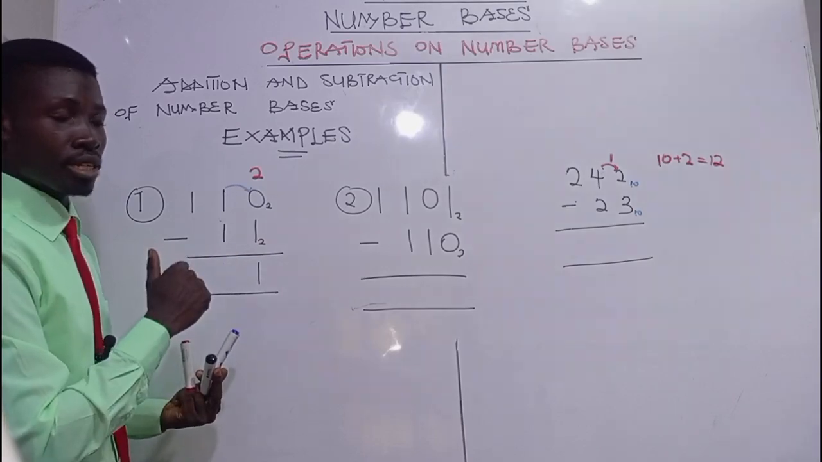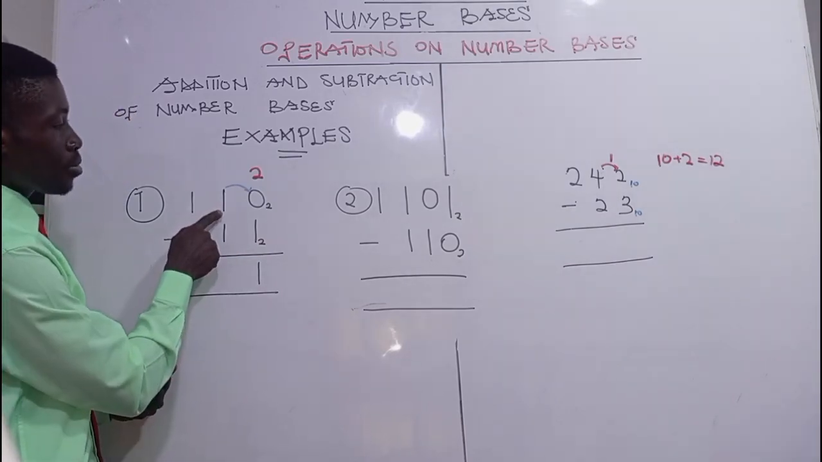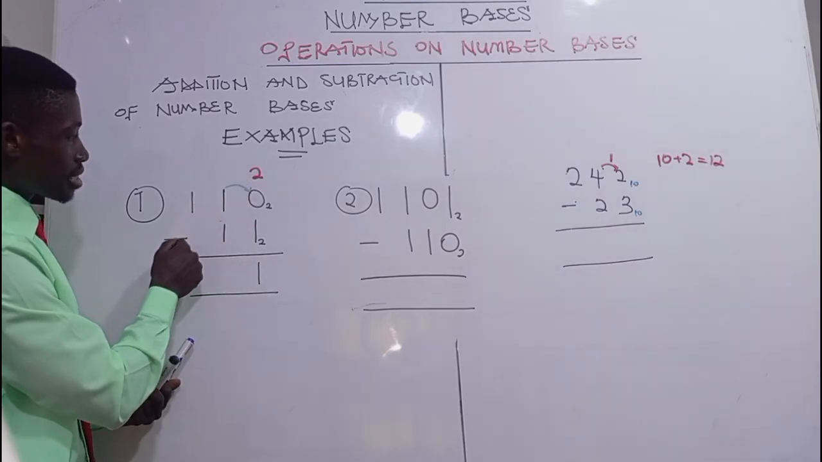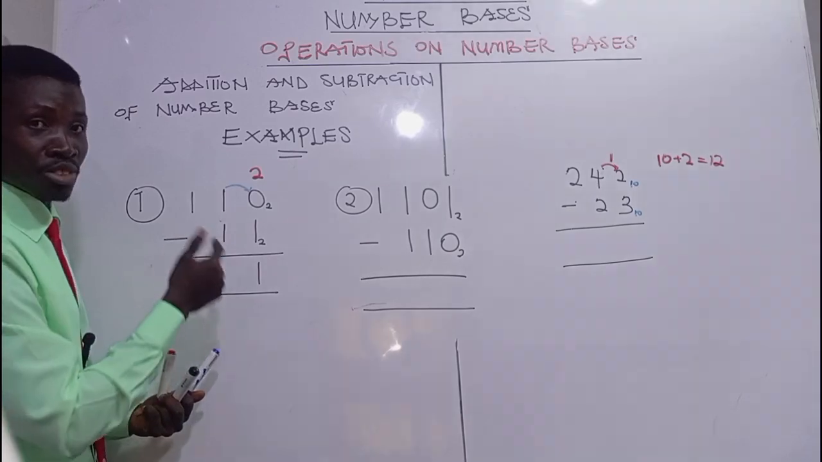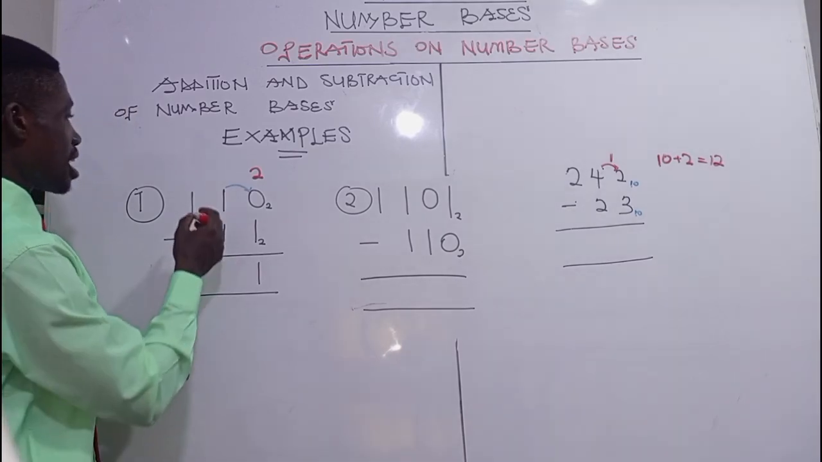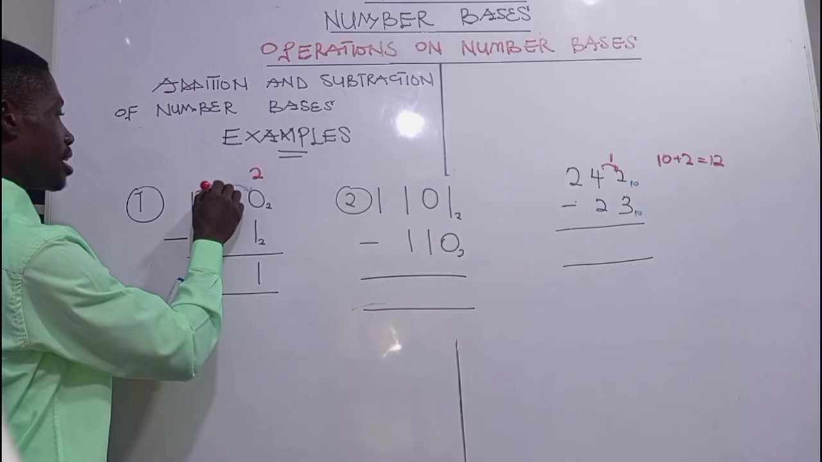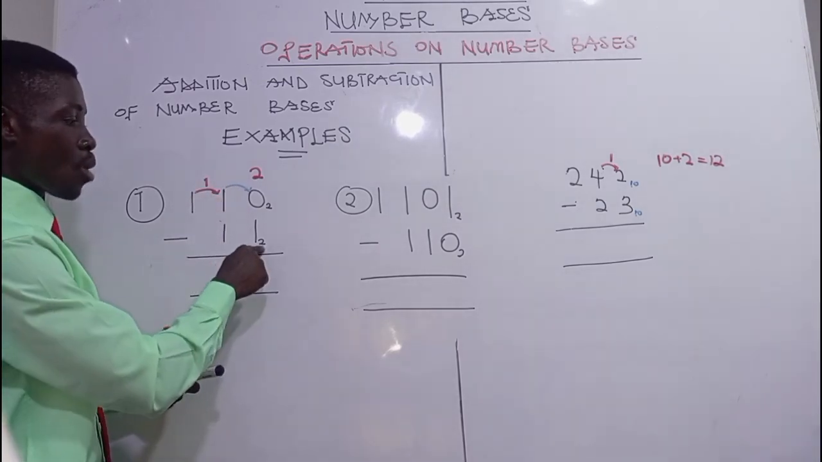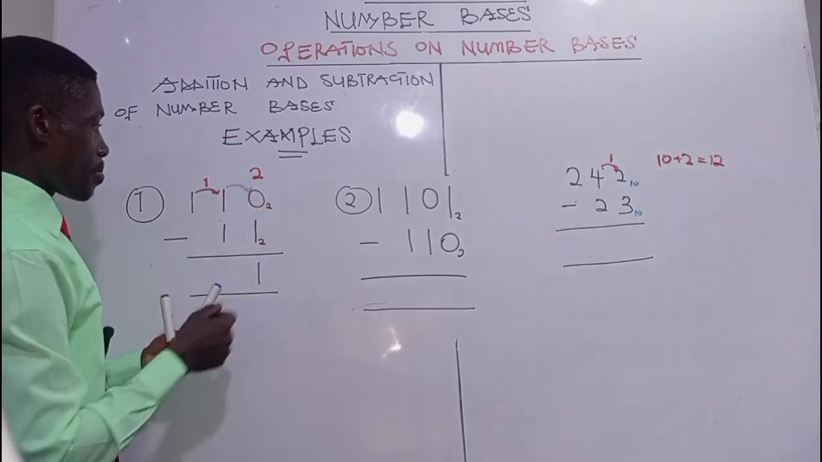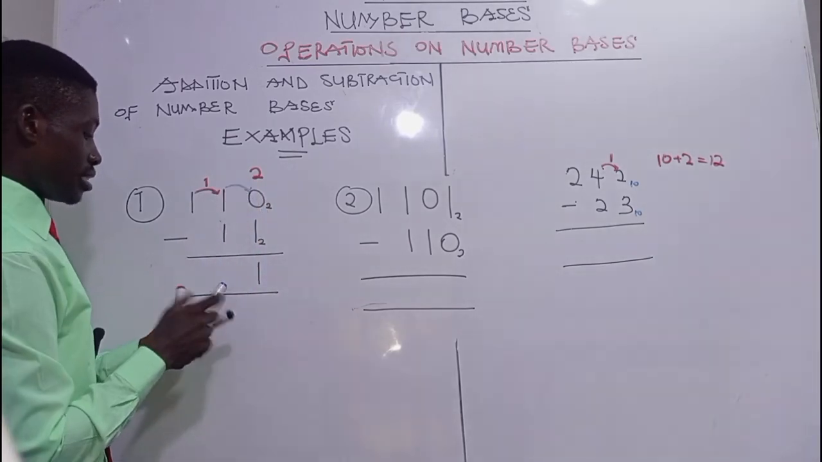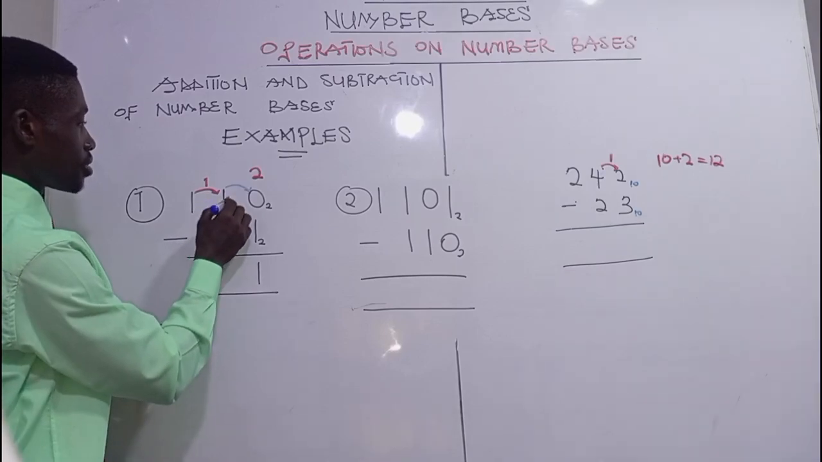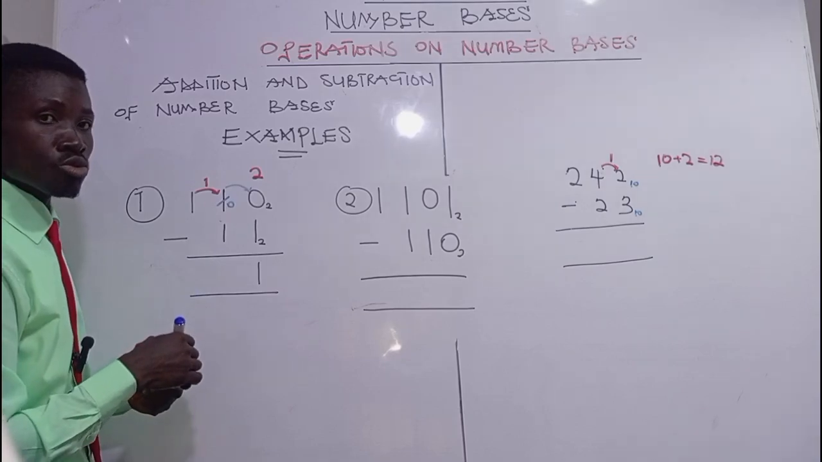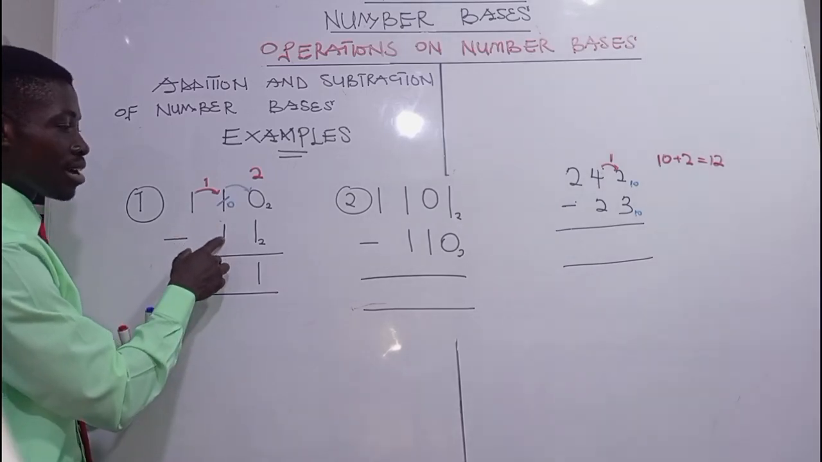Are you following? Good. Now 1 was here and then we borrowed. We are left with what? 0. 0 minus 1 is what? It's not possible. So what do we do? We come to this number and then we borrow 1. The one that we borrow, since we are working in base 2, is 2. Now here is already left with what? 0. Let me cancel it so that you see. So here is 0 now. So 2 plus 0 will give us 2. And then 2 minus 1 will give us 1.